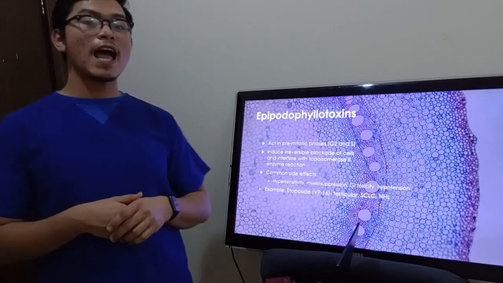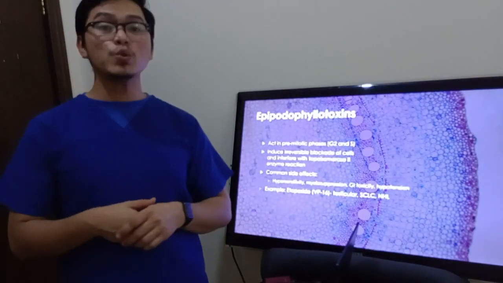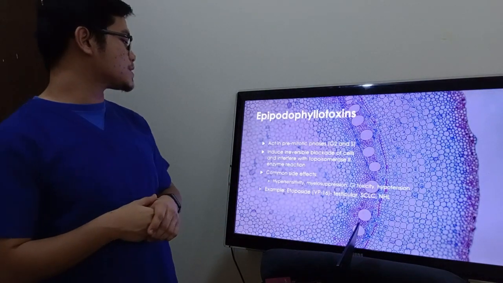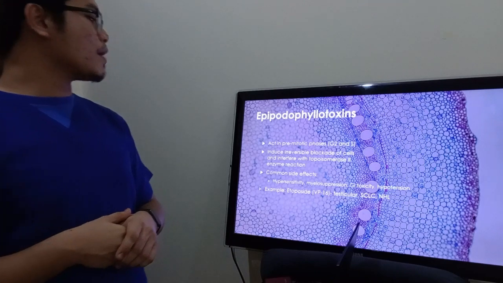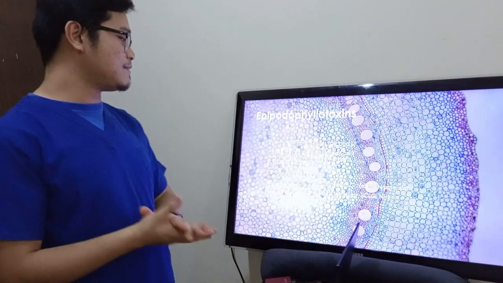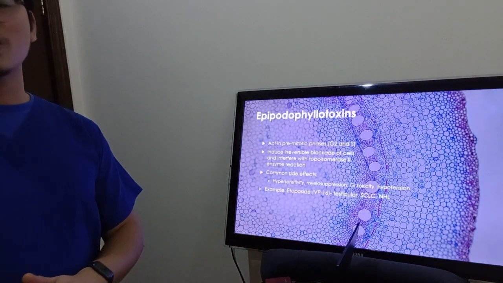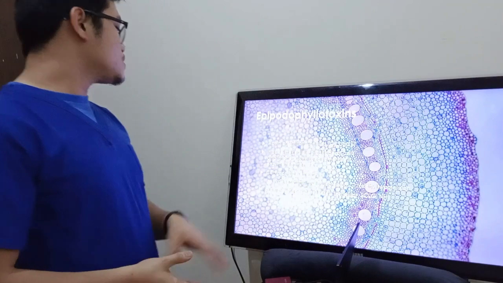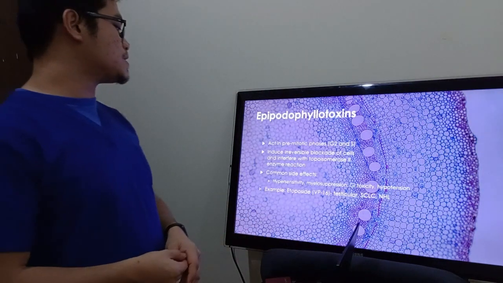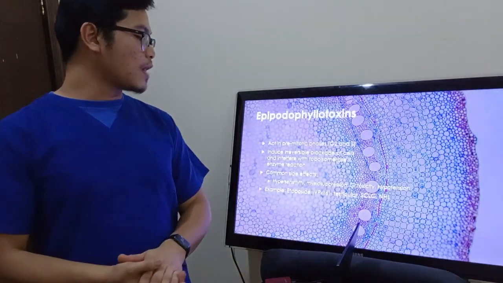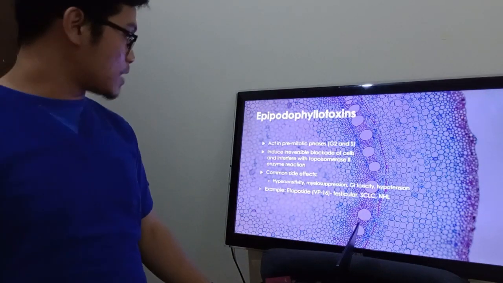The epipodophyllotoxins act in the premitotic phase, the G2 and S cell cycle. They induce irreversible blockade of the cell and interfere with the topoisomerase 2 enzyme reaction. Common side effects are hypersensitivity, myelosuppression, nausea and vomiting, and diarrhea. It can cause hypotension. An example is etoposide, VP-16, for testicular cancer, squamous cell lung CA, and non-Hodgkin lymphomas.